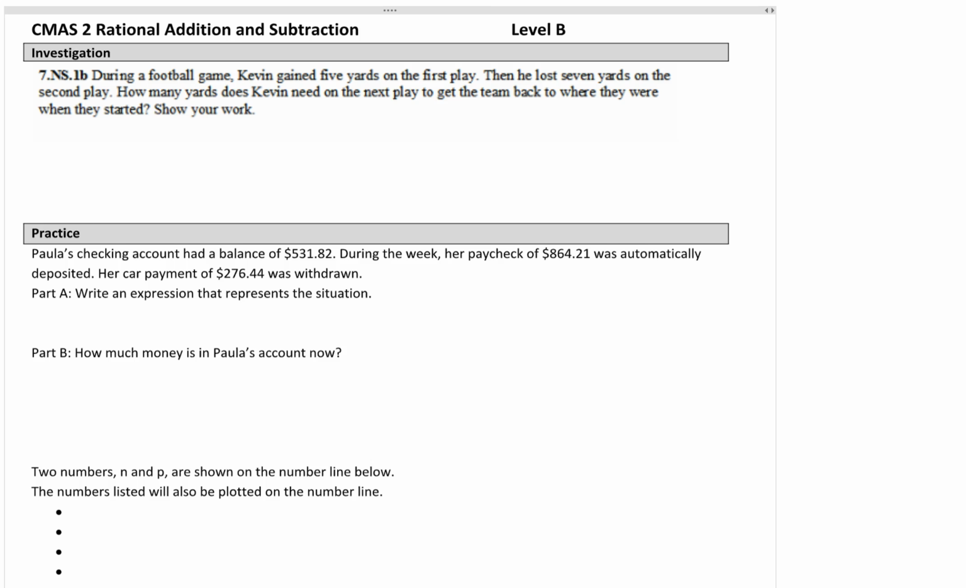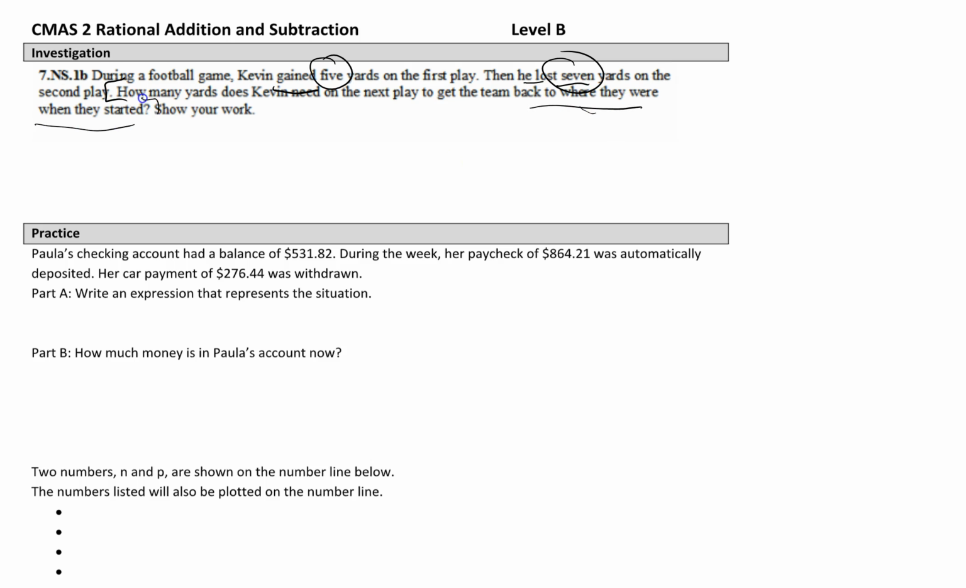So for our investigation, we have: during a football game, Kevin gained 5 yards on the first play. Then he lost 7 yards on the second play. We want to know how many yards Kevin needs on the next play to get him back to where they started. Show your work.